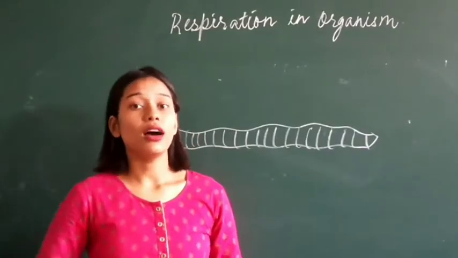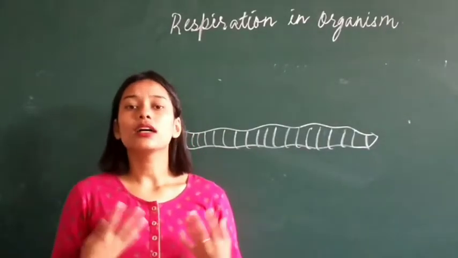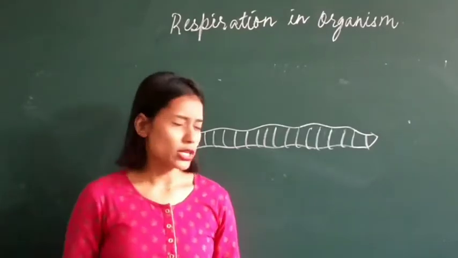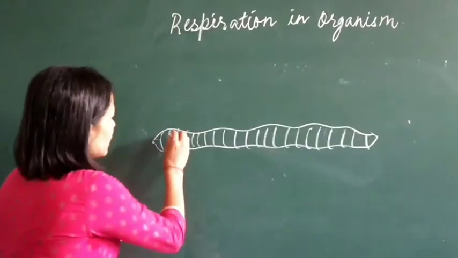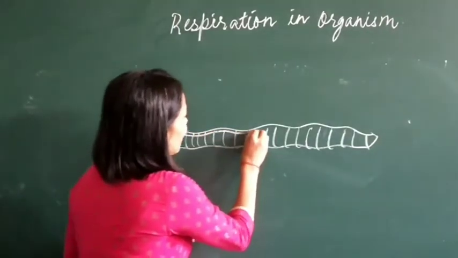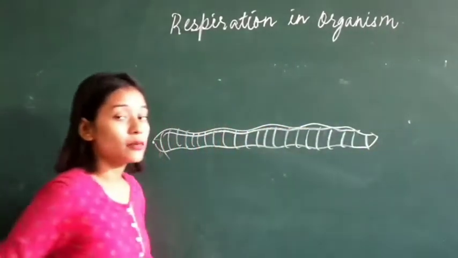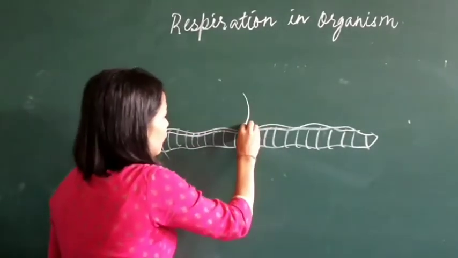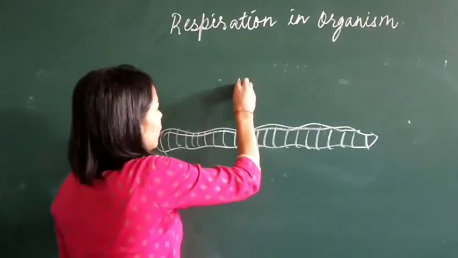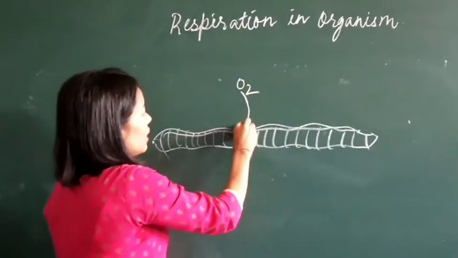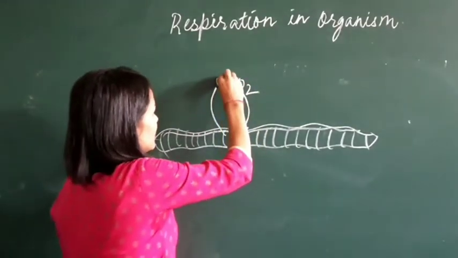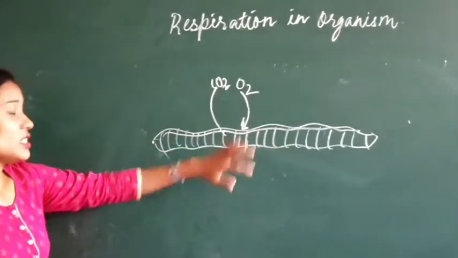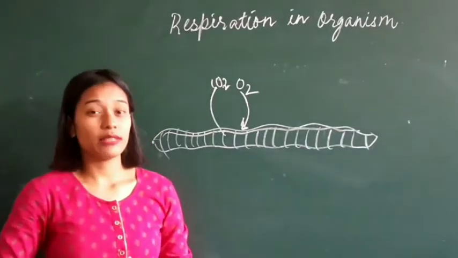Now, breathing in earthworm. We have heard that earthworms breathe through their moist skin. Their skin is always moist. Beneath their skin, blood capillaries are present. From the moist skin, they take up oxygen and release carbon dioxide. So here the respiration takes place by moist skin, by the process of diffusion.